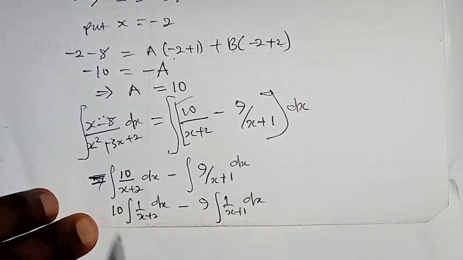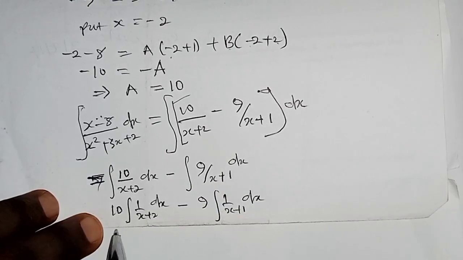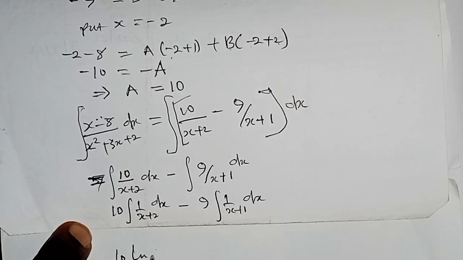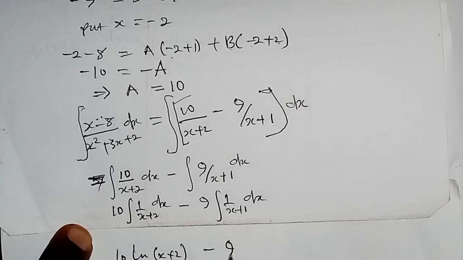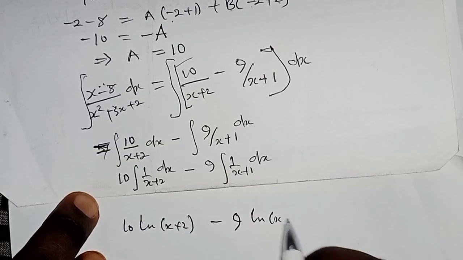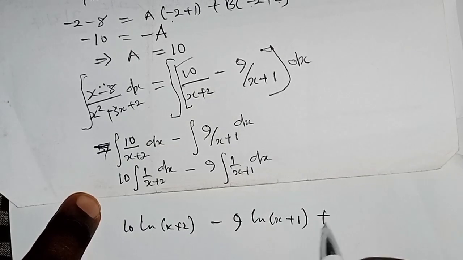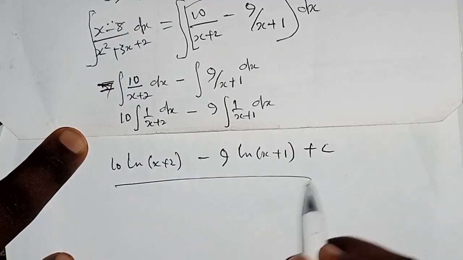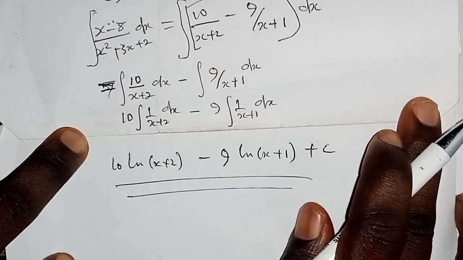Here, clearly, if I integrate, this is going to give me 10 ln|x + 2| minus 9 ln|x + 1| plus the constant of integration. So this is our final answer.